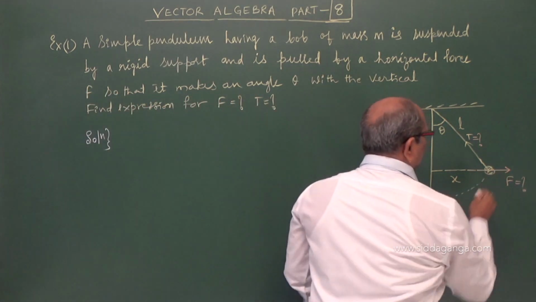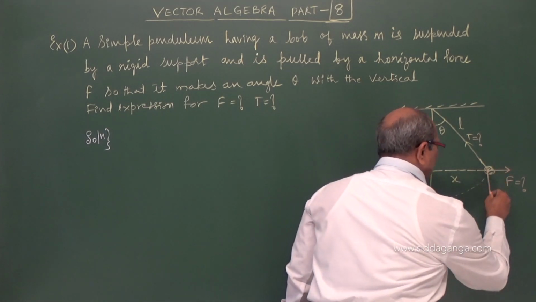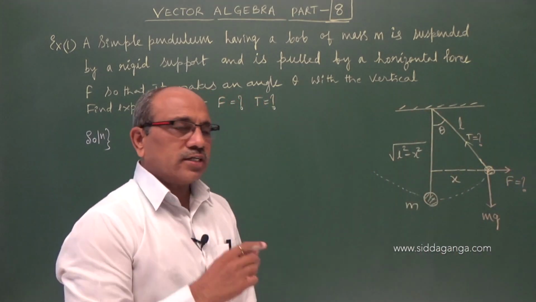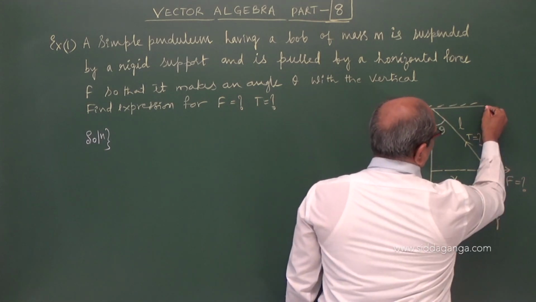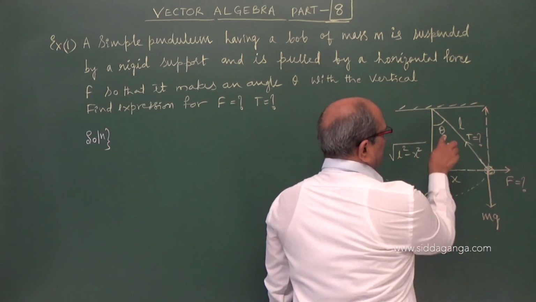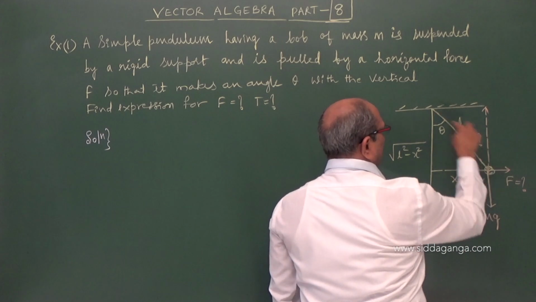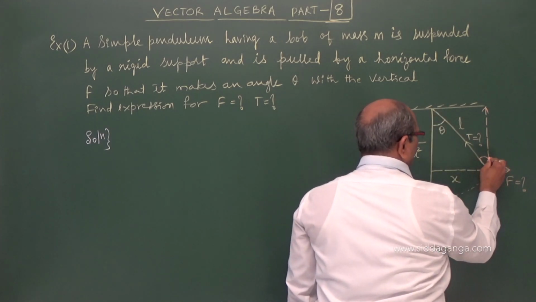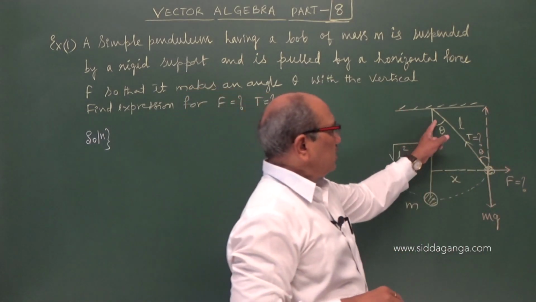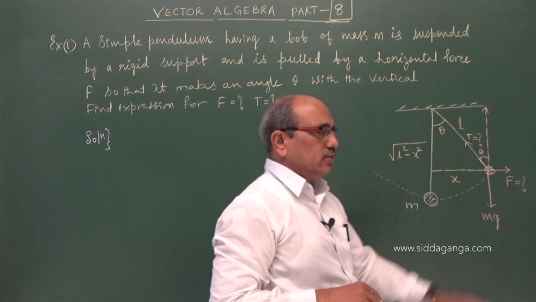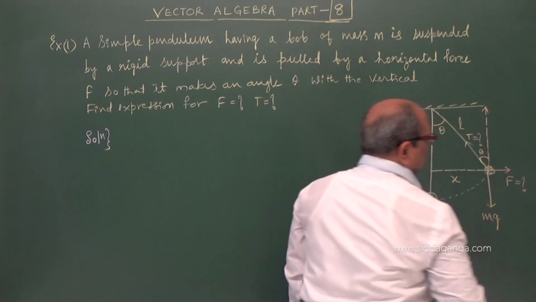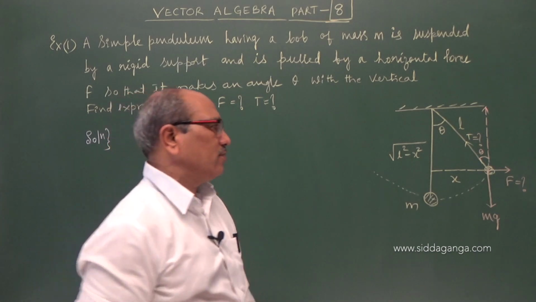weight is always acting downward, mg, which is acting downward. And suppose I extend that line, this is theta. These two lines are parallel and this is an intersecting line, and you know in geometry, this is nothing but theta. If that is theta, this angle must also be theta, alternate angles between two parallel lines. Now I am getting the answer for F and T by that.